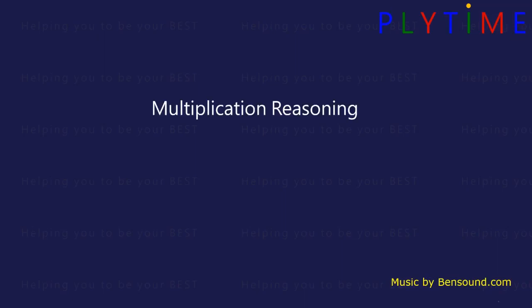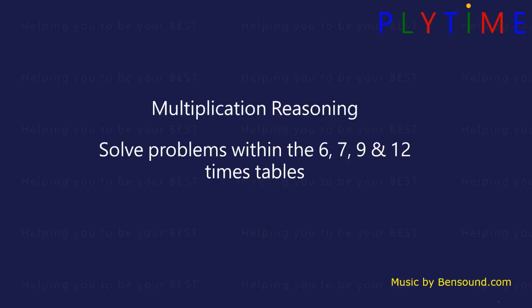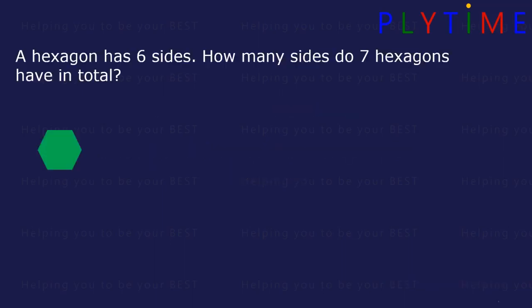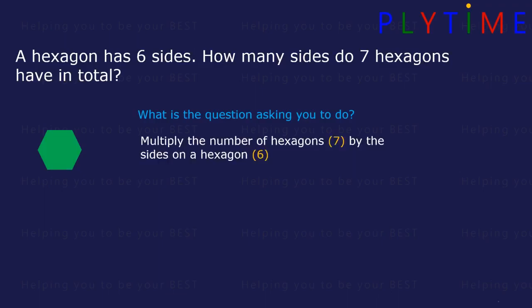Multiplication reasoning. Solve problems within the 6, 7, 9 and 12 times tables. A hexagon has 6 sides. How many sides do 7 hexagons have in total? What's the question asking you to do? Multiply the number of hexagons, 7, by the number of sides on each hexagon, 6.